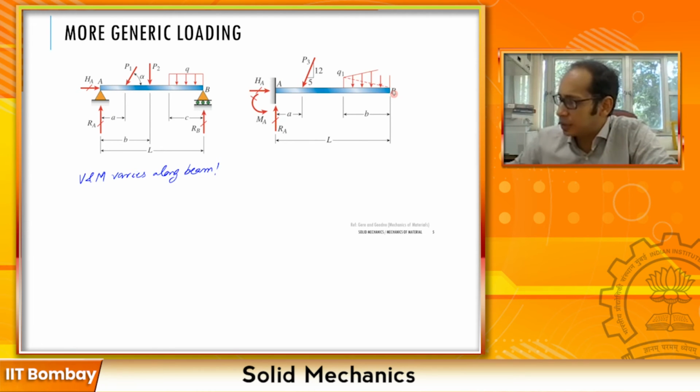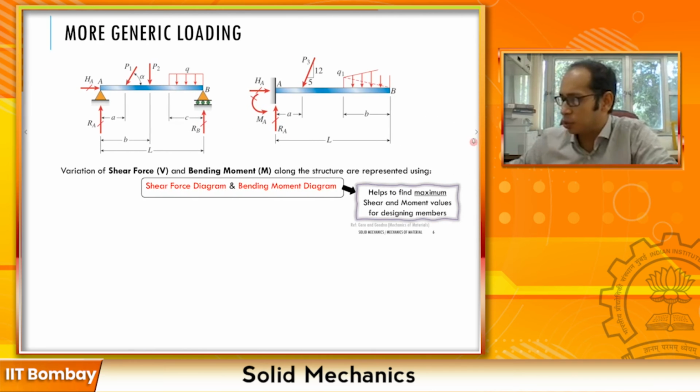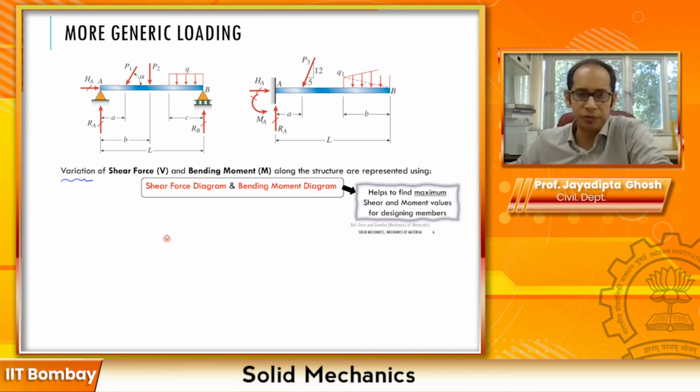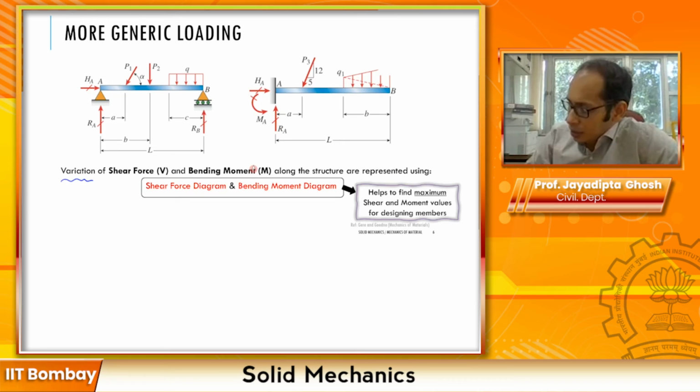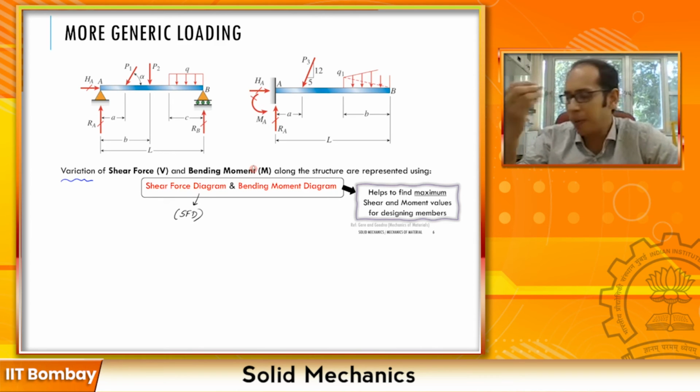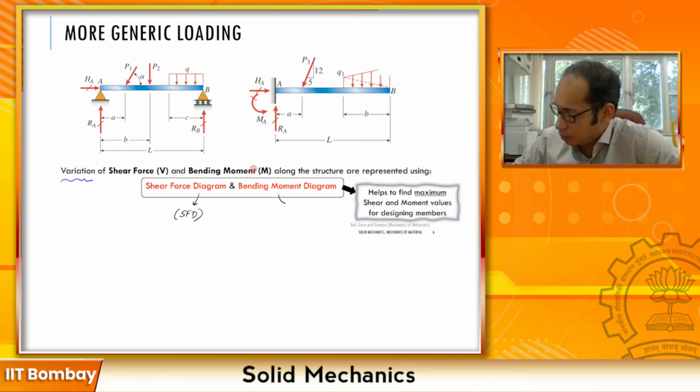So this is essentially what this next page shows. This is important: the variation of the shear force V and the bending moment M along the structure is represented by the shear force diagram, usually termed by the acronym SFD. And for the moment we have a corresponding bending moment diagram, known as BMD.